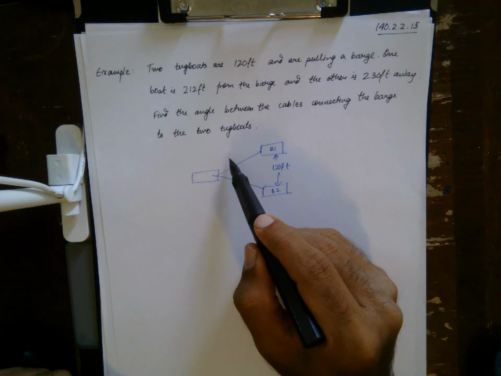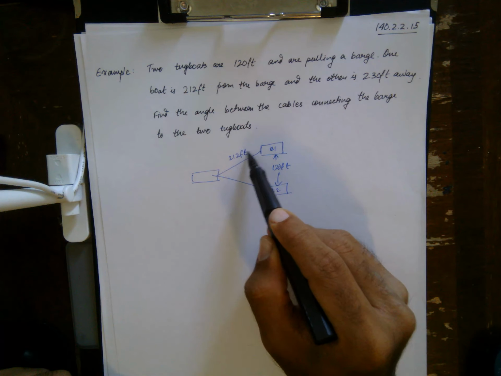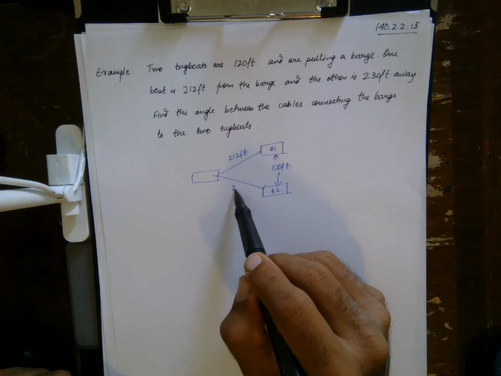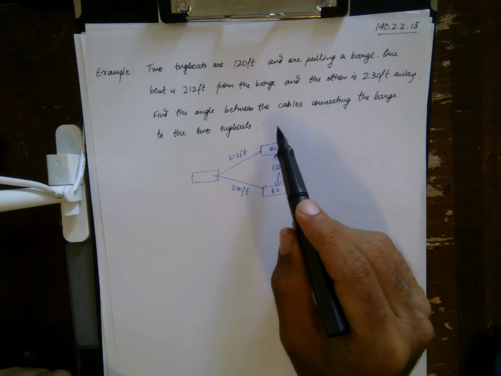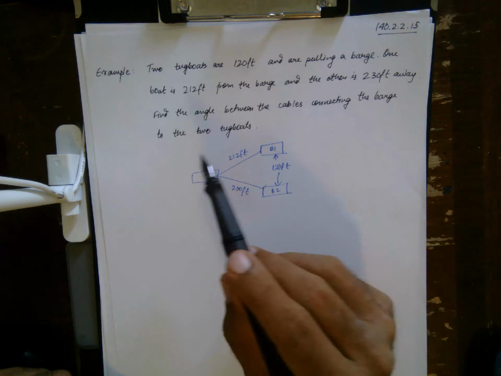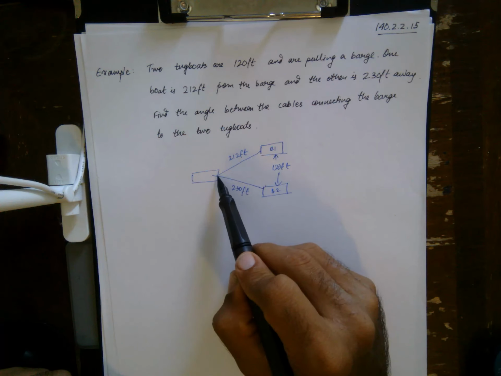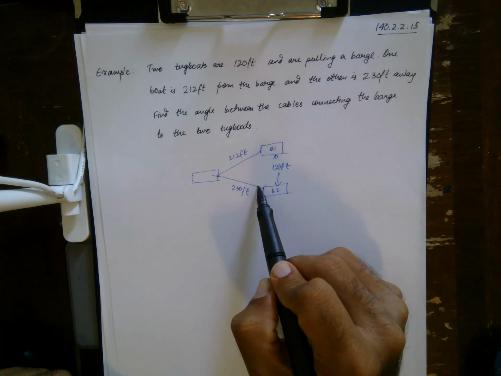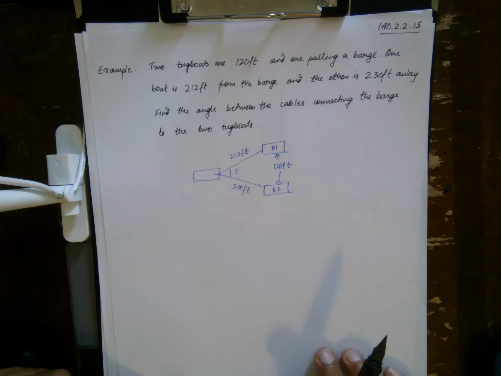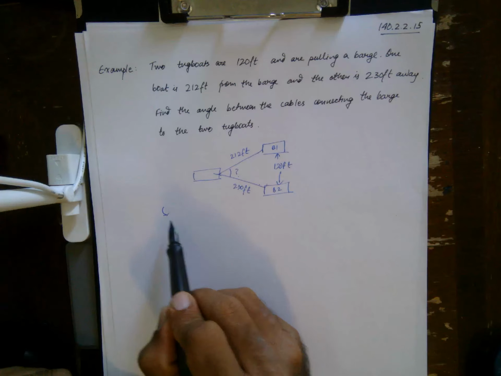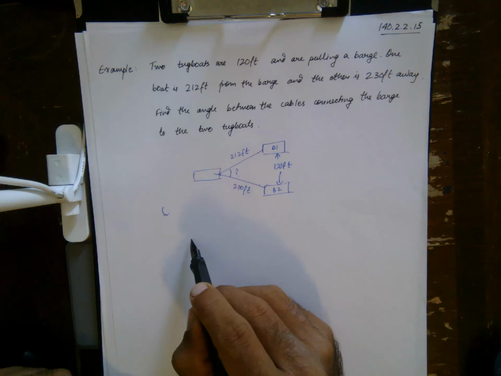One boat is 212 feet from the barge and the other is 230 feet away. And they're asking, find the angle between the cables connecting the barge to the two tugboats. So these are the cables connecting the barge to the tugboats. It's asking you to find this angle. So first step is to just change this into a triangle.